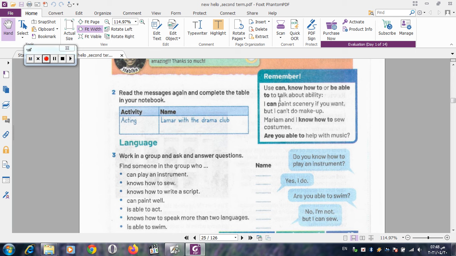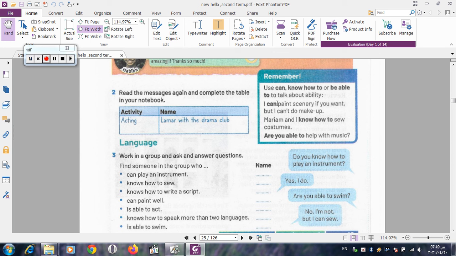I can paint scenery if you want, but I can't do makeup. Maryam and I know how to sew costumes. Are you able to help with music? So, can, know how to, and be able to, they are the same meaning. Listen to me carefully. For example, I can run. It means I know how to run. It also means I am able to run. The same as when you say he can paint, it means he knows how to paint and he is able to paint. So can, know how to, be able to, should be followed by an infinitive.